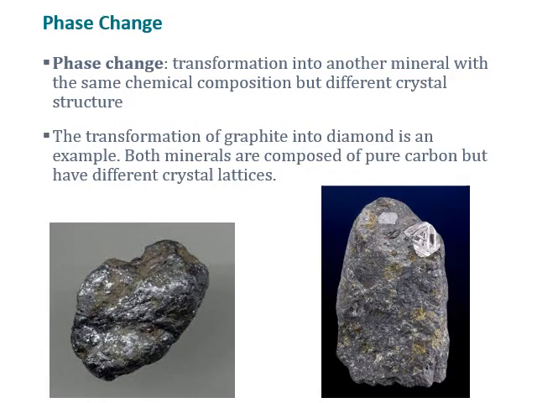Phase changes are transformations into another mineral with the same chemical composition but a different crystal structure. So one example would be a transformation of graphite into diamond. Both minerals are composed of pure carbon but have different crystal lattices. And graphite, when it's subject to intense heat and pressure, may become a diamond.